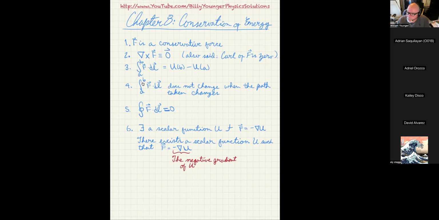And once you figure out what that U is, you can use it to get the original force back out. So if you happen to discover a potential energy function like U to begin with, you can easily figure out exactly what the force that caused it was by taking the negative of the gradient of U. So now, I will tell you also that there's something related in here. I would normally put it as 7, but it's not exactly.